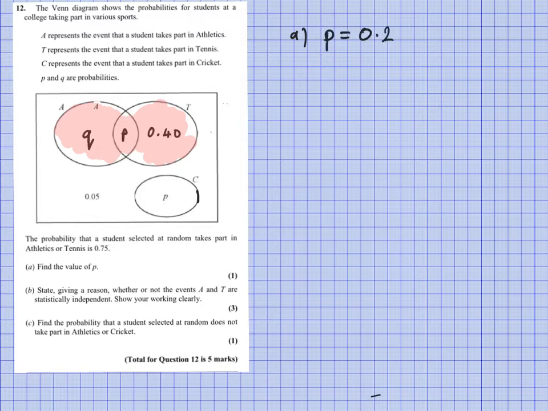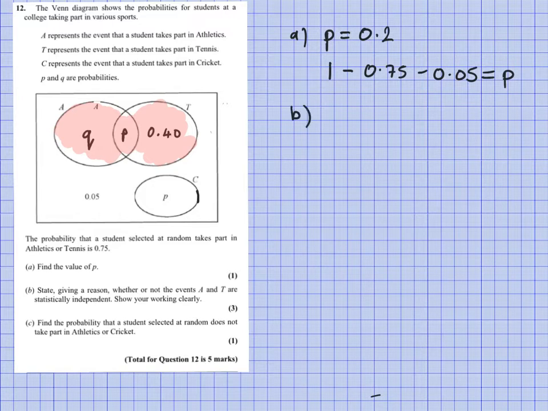Going over that reasoning again, the entire area, the entire probability, is 1. We need to subtract the 0.75 for the bit that is shaded in pink, where they do either athletics or tennis. And we need to subtract the part where they do neither, and that will give us P. Okay, on to part B.